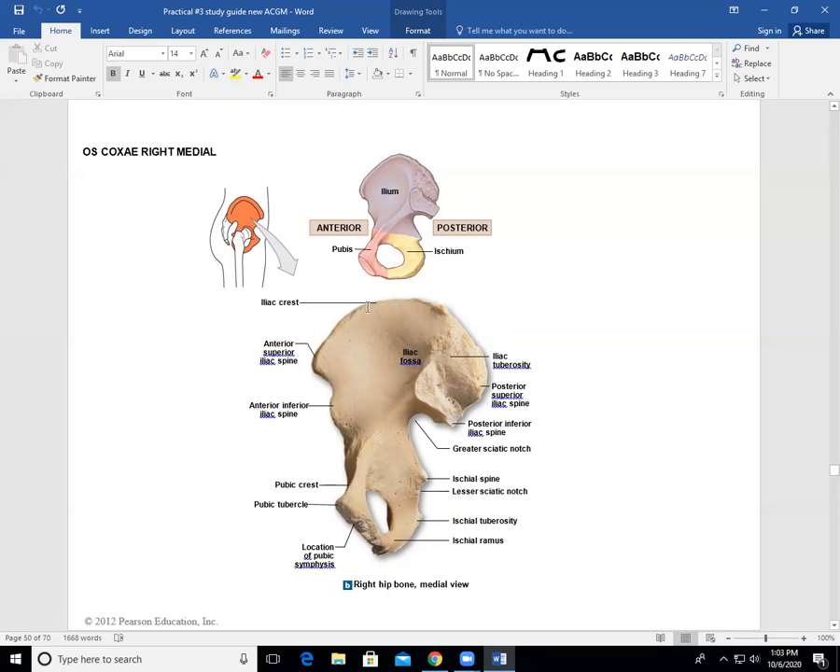Another view of the iliac crest. Here's your anterior superior iliac spine, your anterior inferior iliac spine. Okay. So that's just what it looks like on the medial side.